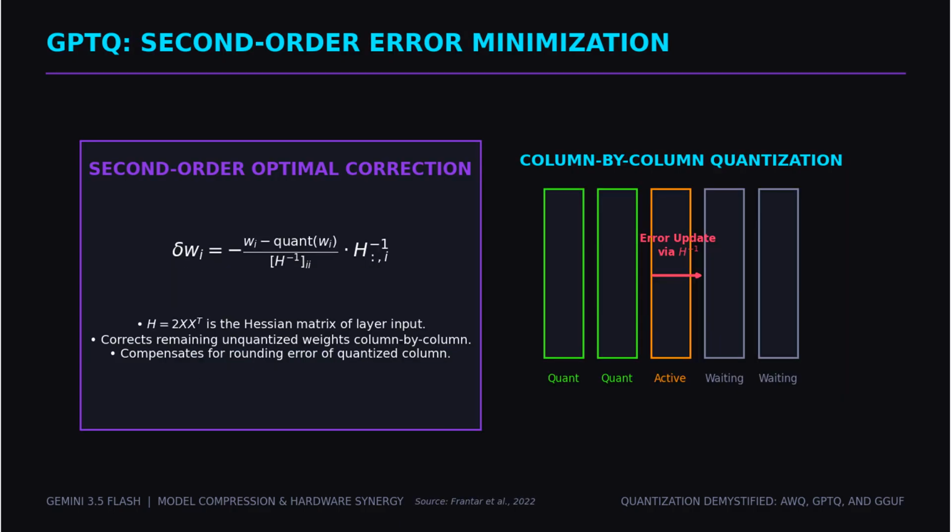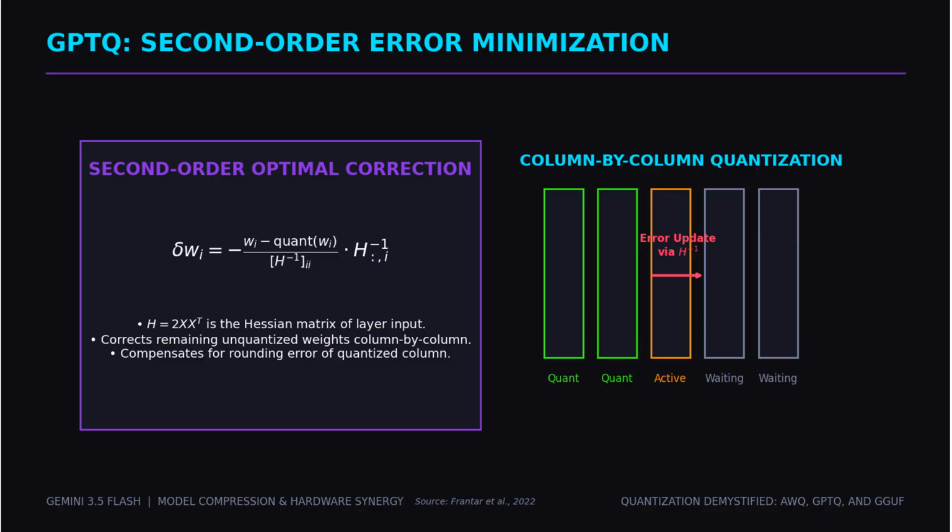While AWQ uses activation statistics to risk-scale weights, GPTQ takes an analytical error minimization approach. Based on the optimal brain surgeon framework, GPTQ quantizes weights column by column while updating the remaining unquantized weights to compensate for the introduced error.